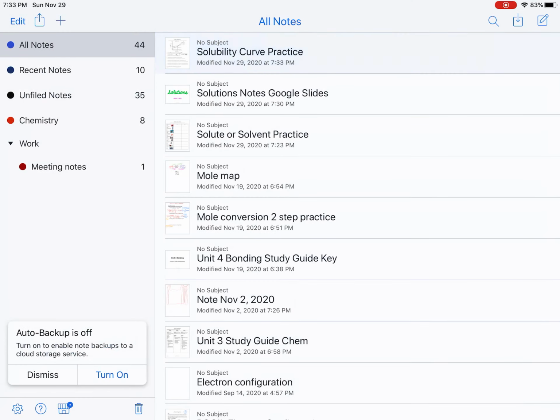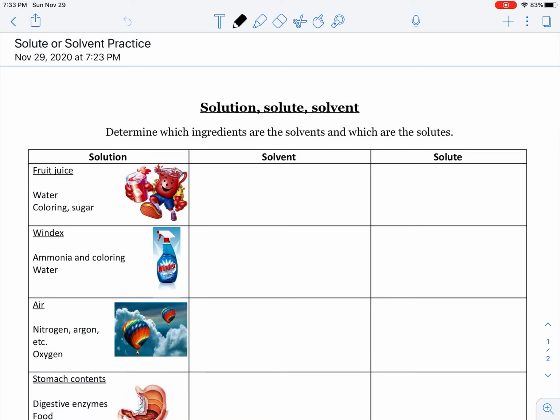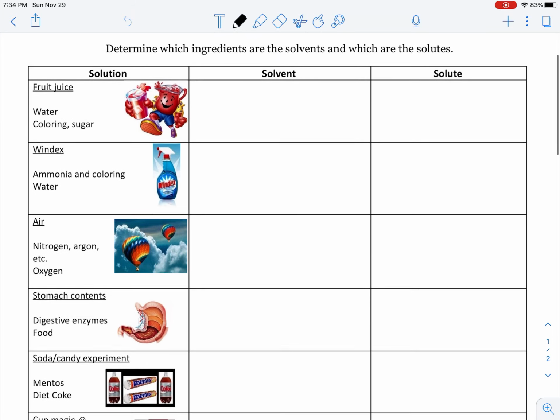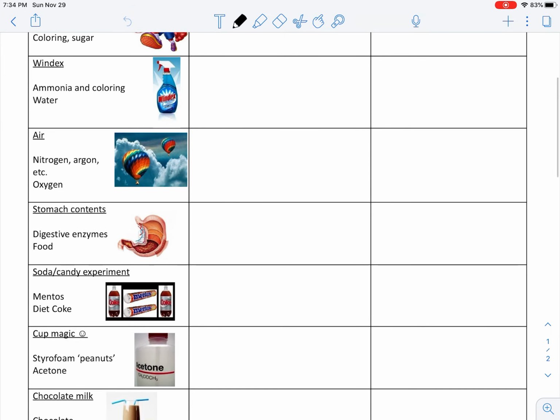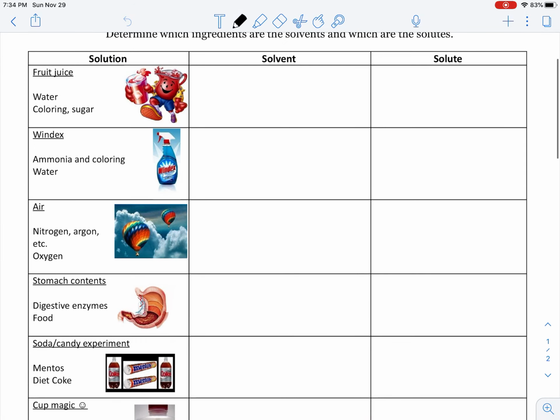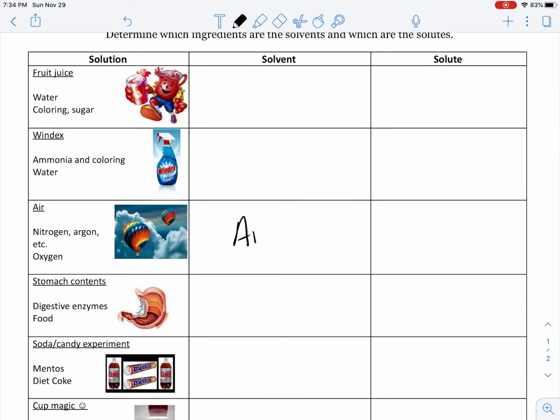All right, let's look at one other example. Now, this solute solvent practice is very, very easy. The solute is what is being dissolved, and the solvent is what is doing the dissolving. I'm going to keep the fruit juice one. You guys should know that one. That one's very easy. Let's just look at maybe this one about air. That might be a little bit more confusing. We don't normally think about gas and gas, okay? But it can happen. So the solvent is basically the air.